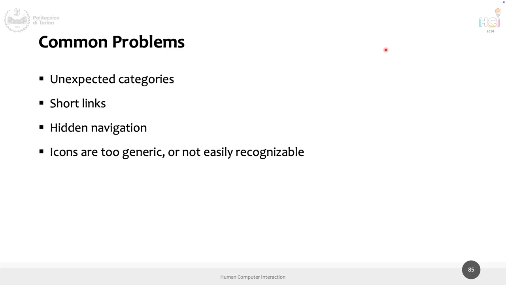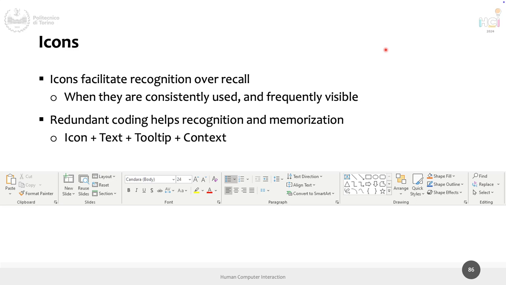So common problems in these areas are unexpected categories. There is a category that shouldn't be there. Links that are too short, so not descriptive enough. The navigation is hidden somewhere, and obviously changes from one page to another, or icons are too generic or not easy to recognize. So icons should facilitate recognition over recall when they're used consistently and frequently visible. And redundant coding, icon plus text, for instance, helps memorization and helps recognition across websites, across applications, and within an application.